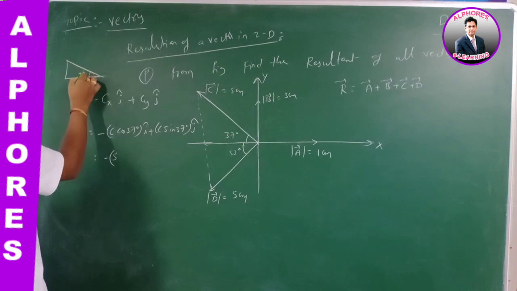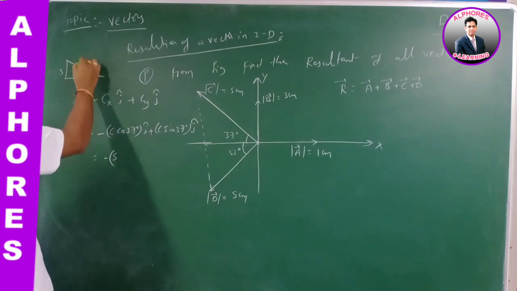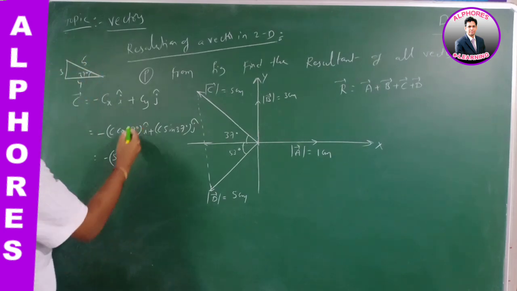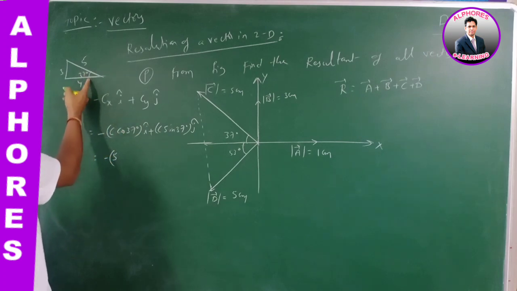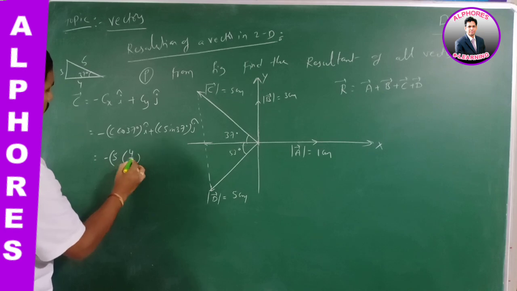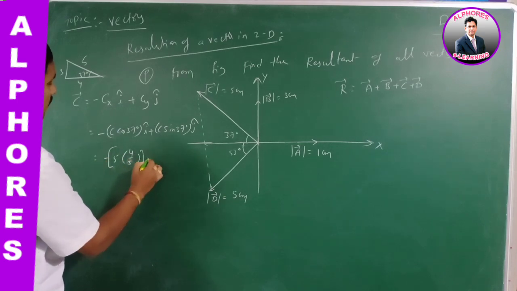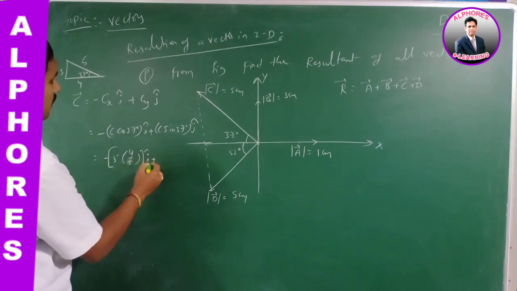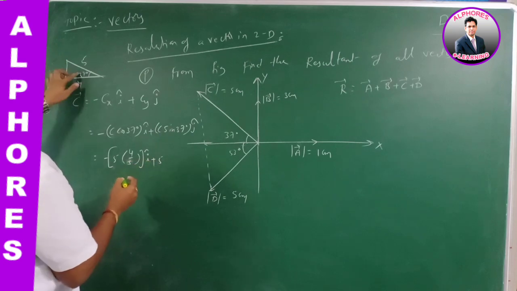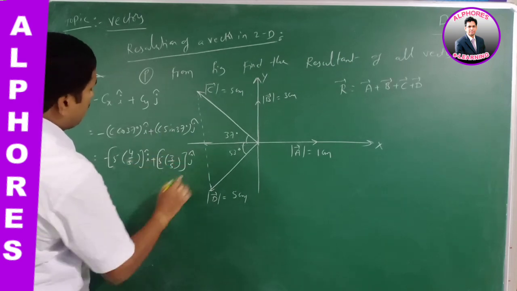For example, this is 37 degrees. Tan 37 is equal to how much? 3 by 4. Opposite side we know, adjacent side we know. What about the hypotenuse? It is 5. That means here cos 37 is equal to how much? Adjacent side by hypotenuse, which means 4 by 5. So 4 by 5 into i cap, and in the same way, plus 5 into sin 37, how much? 3 by 5 into j cap.